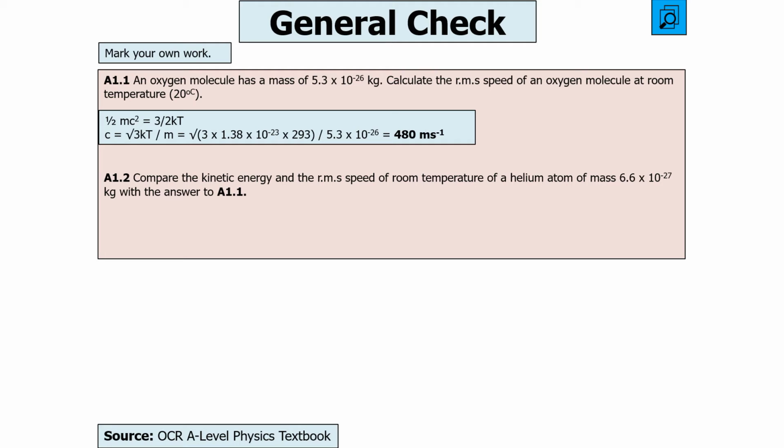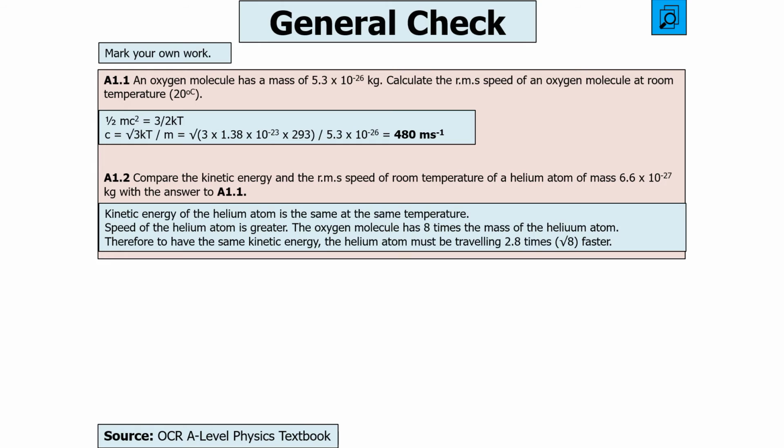Now we should know that kinetic energy is 3 over 2 kT, so because they're at the same temperature, room temperature, they'll have the same kinetic energy, but the speed of the helium atom will be greater because the oxygen molecule has 8 times as much mass as the helium one does. So therefore, to have the same kinetic energy, the helium must be travelling at 2.8 times, or square root 8, faster, because of a half mv squared, so they link in like that.